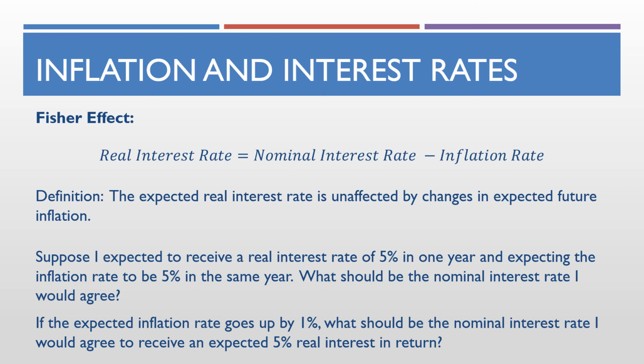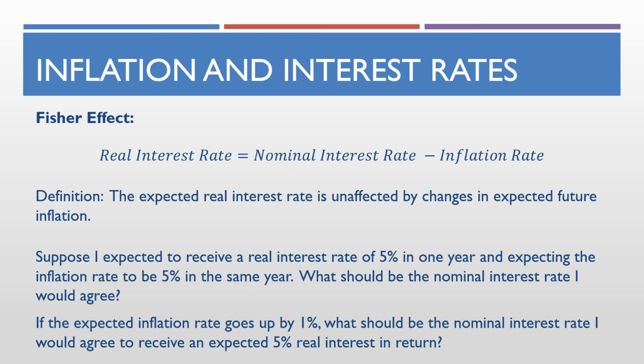So one quick example here: I expect to receive a real interest rate of 5% in 1 year, and I also expect the inflation rate to be 5% in the same year. So what should be the nominal interest rate I would agree to in order to make a saving, or maybe loan out, or maybe lend to someone? If the expected inflation rate goes up by 1%, let's say, right, what should be the nominal interest rate I would agree to?